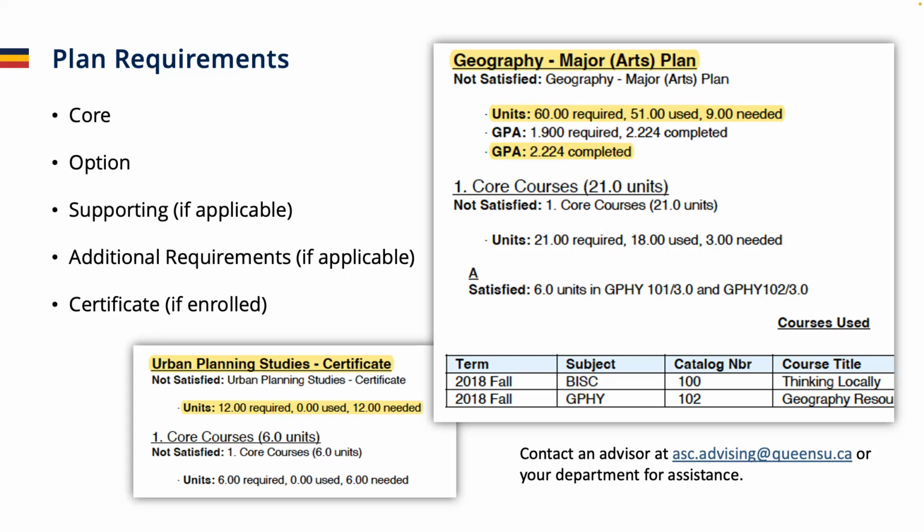Courses in the core and option requirements of one plan cannot be used towards the core and option requirements of the other. If a course appears in both plans, students will need to find an appropriate substitution and will need to consult their department for advice.